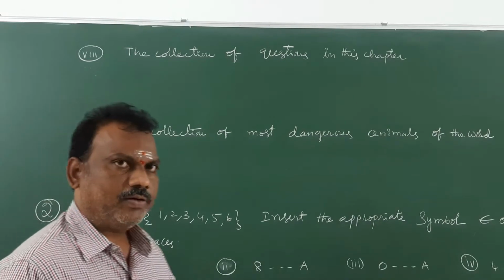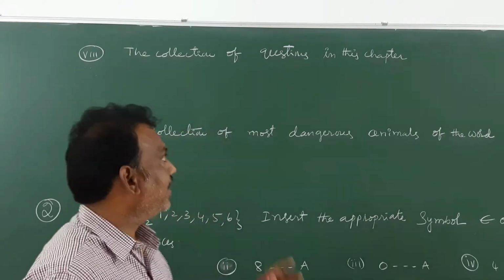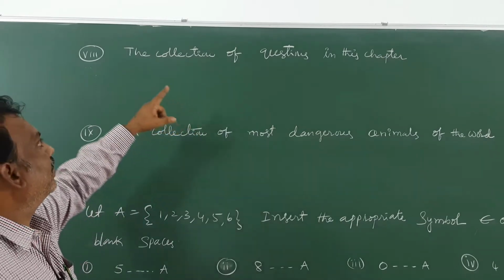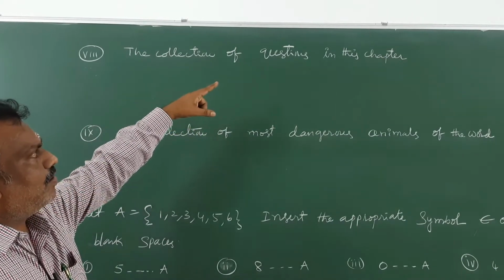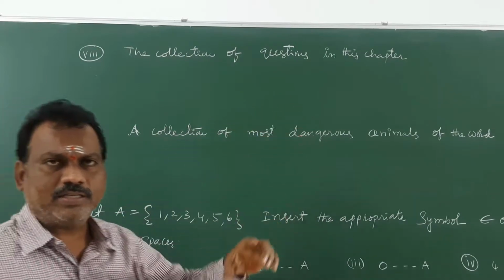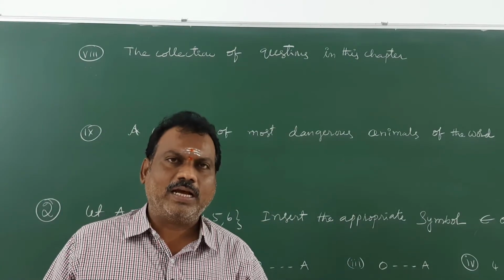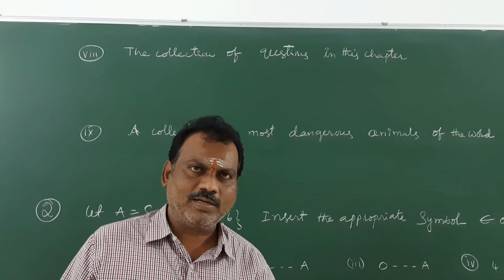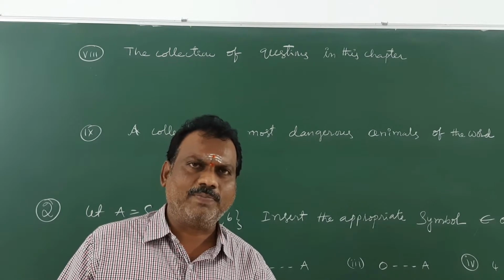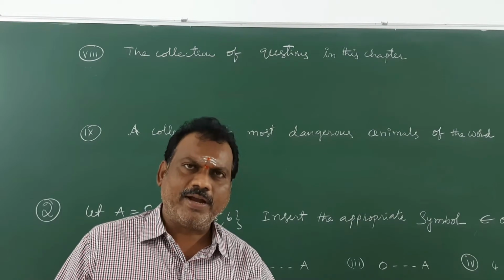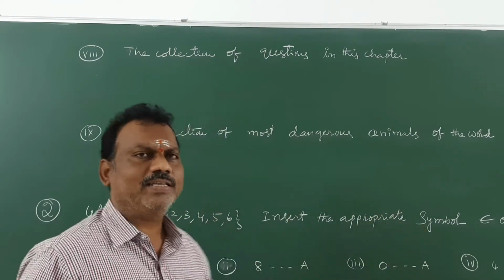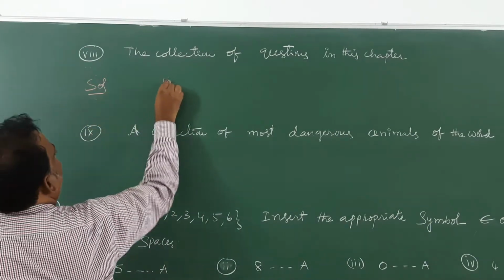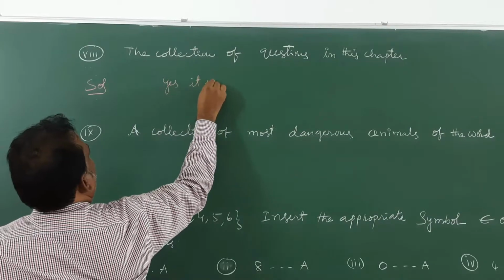Students, so we completed 7. Next, the 8th problem in that 1.1 exercise, first Roman 8th one. The collection of questions in this chapter. So this is a sets chapter, you know very well. The collection of questions means it must be defined. Correct or not? Collection of questions in this chapter. It can be countable, it can be defined, so it is well defined. That's why it is a set. So solution, yes, it is a set.